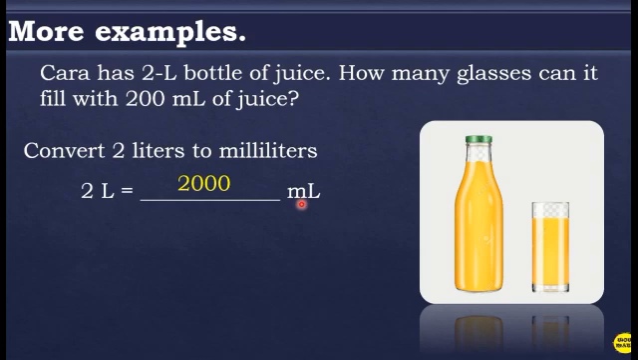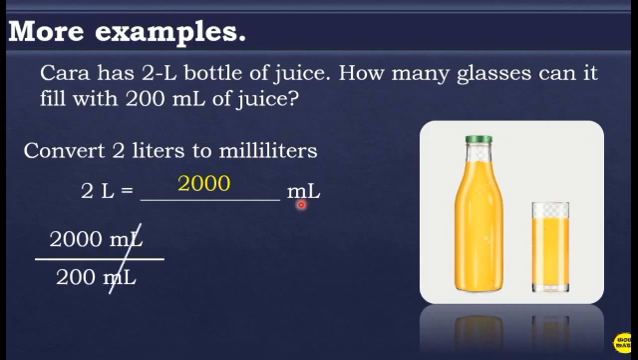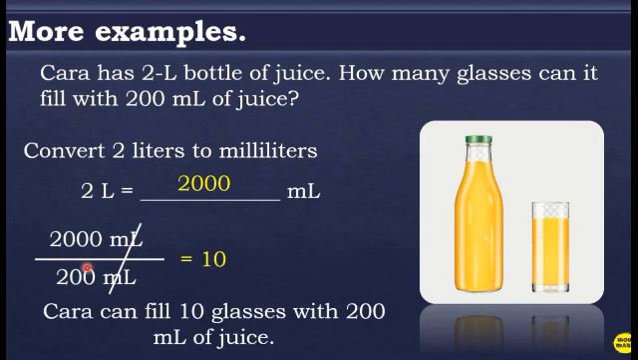Now, na-convert na natin siya into milliliters. Pwede na natin siyang ma-identify kung ilang baso ang malalagyan na merong 200 milliliters. Paano gagawin? I-divide natin ngayon si 2,000 milliliters sa 200 milliliters. Okay, so this will be cancelled. So, 2,000 divided by 200, that is 10. Okay, so therefore, Kara can fill 10 glasses with 200 ml of juice.